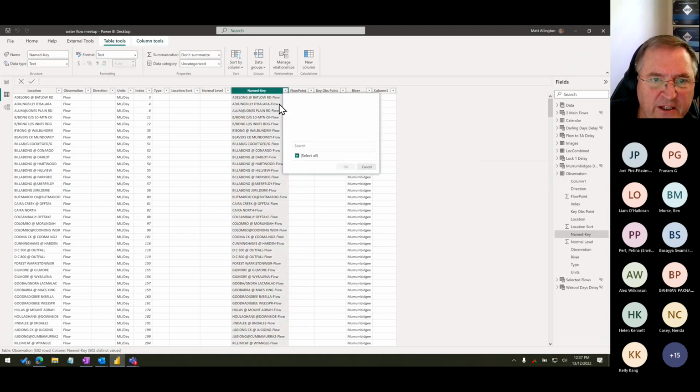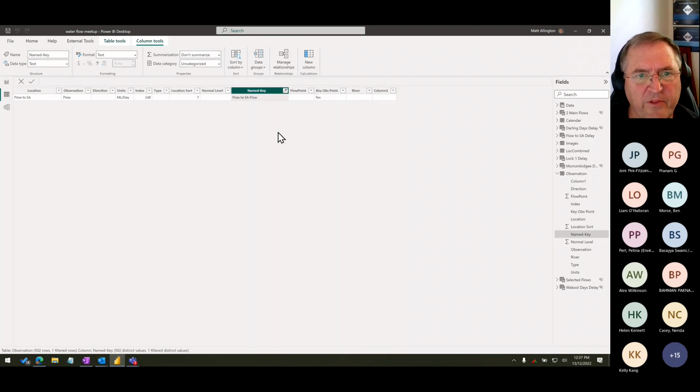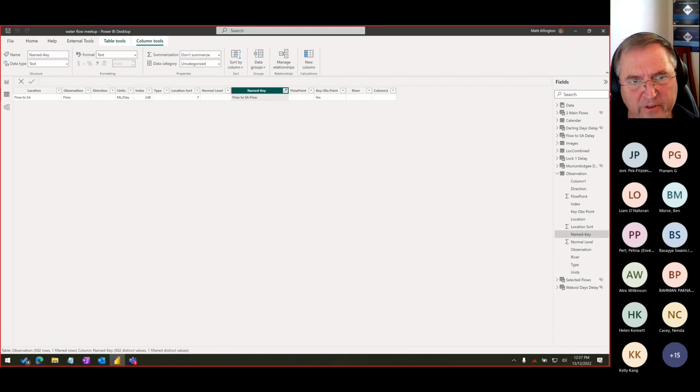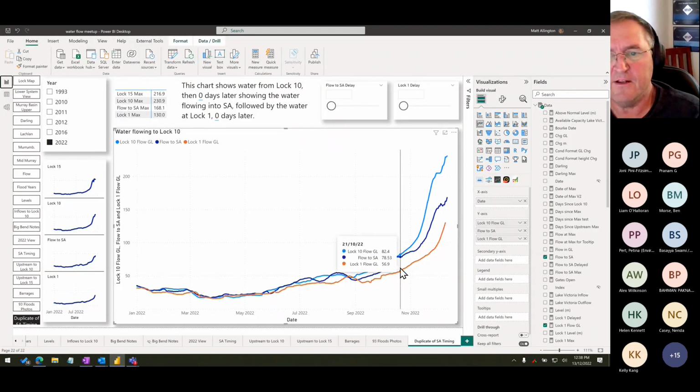And so if I come down here and I go to flow to SA, this is the observation that we're looking at. It's the flow to SA, and I've got a unique key, a name that I can use in my formulas. This name never changes, and this is its name. It's a flow observation. It's in megaliters per day, and so on. So okay, when I put those three on here, at this point in time I can't control anything.